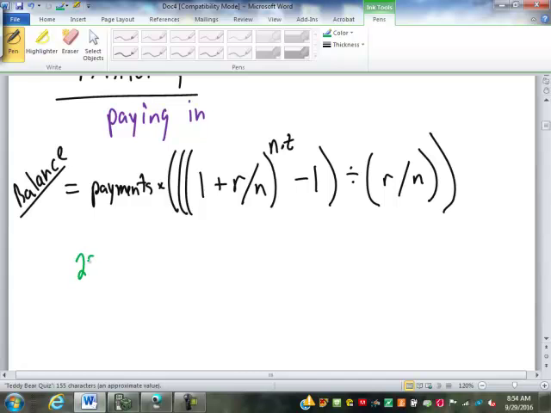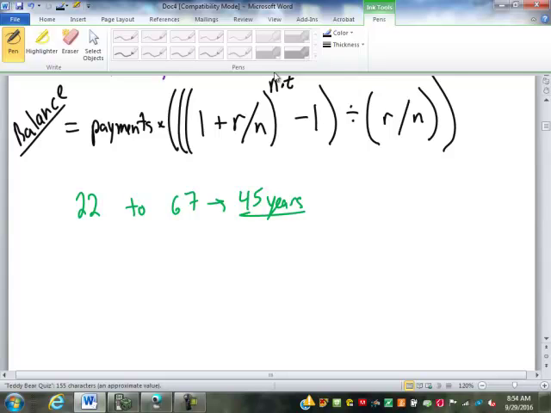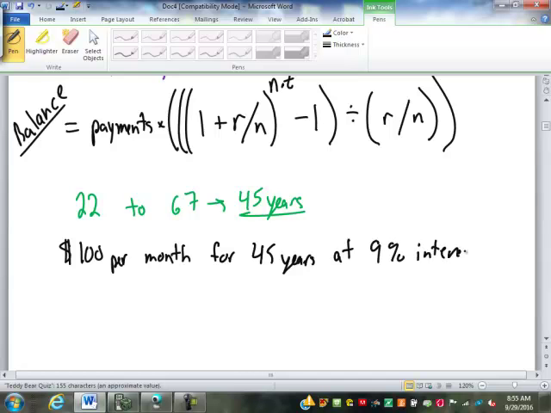Let's say you start at 22 and you go to 67 again. So we're looking at 45 years. And you get that job, and you know what? We talked about putting away $5,000 a month yesterday. That can be kind of hard to do. So let's say you do a tax shelter where they take it right out of your paycheck. So you're just going to put away $100 a month, I think you can spare. Sure, right? $100 per month for 45 years at, let's say, 9% interest. So we're looking for the balance here.